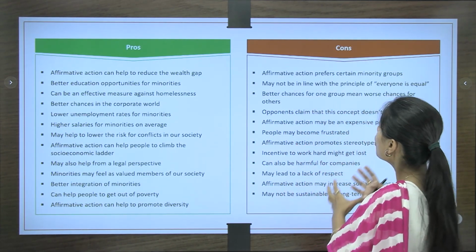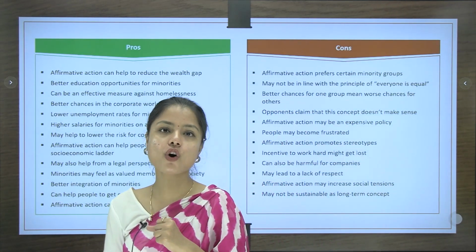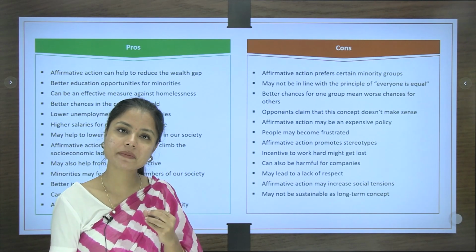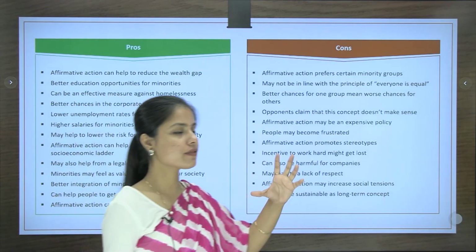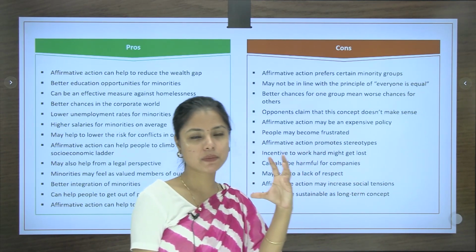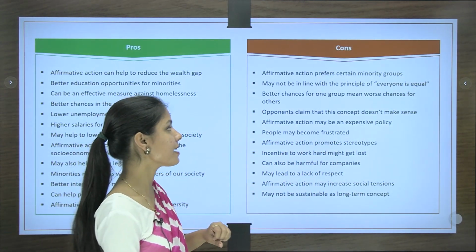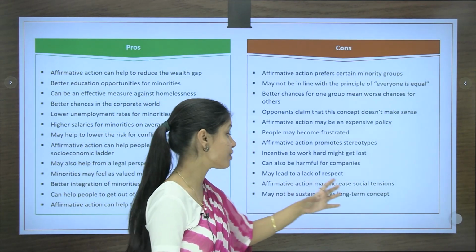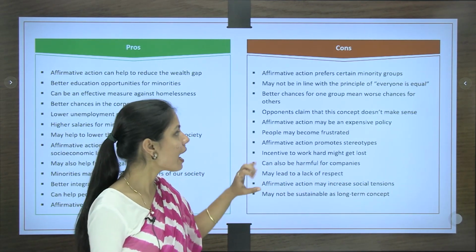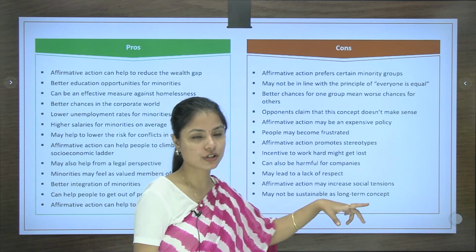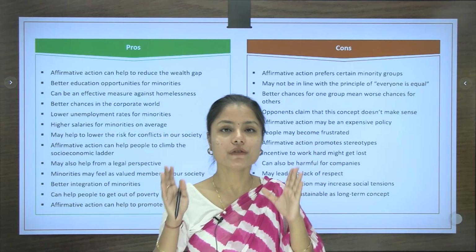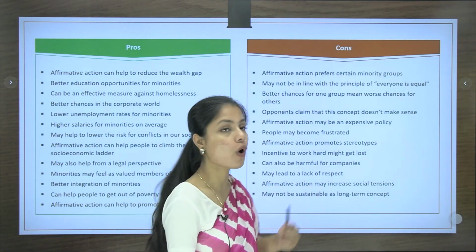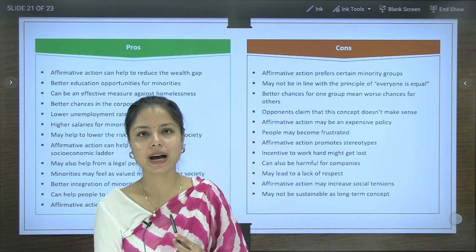But then there are people who believe that affirmative action has certain cons to it as well. Like it might not lead to better assimilation of these people into the society. So society would always view them as people who are separate, as people who are not part of the society as a whole. There are chances that affirmative action might create social tensions sometimes. And then there are people who believe that affirmative action should be a short-term plan. We should be moving with it, but there should be a deadline to it, and it should not become a long-term concept.